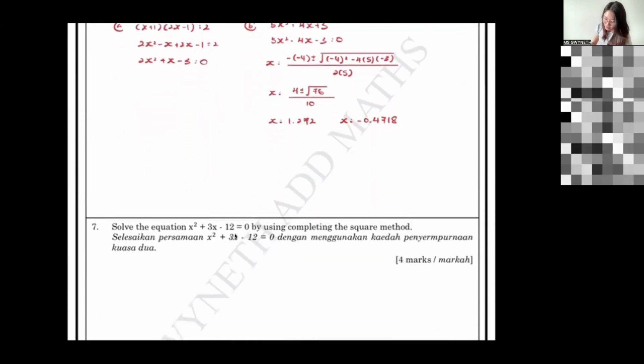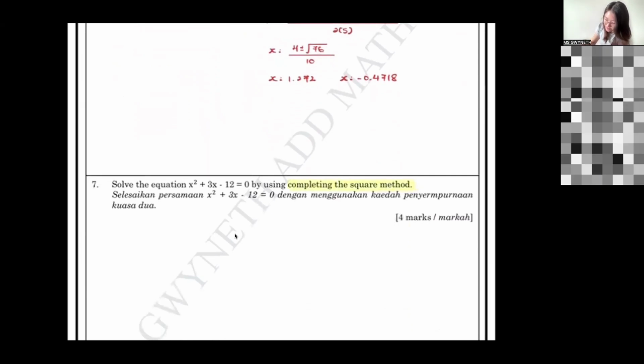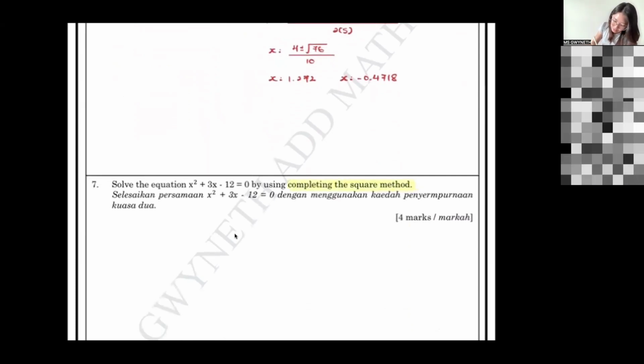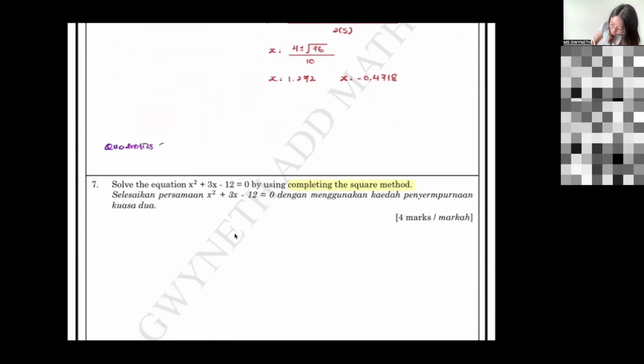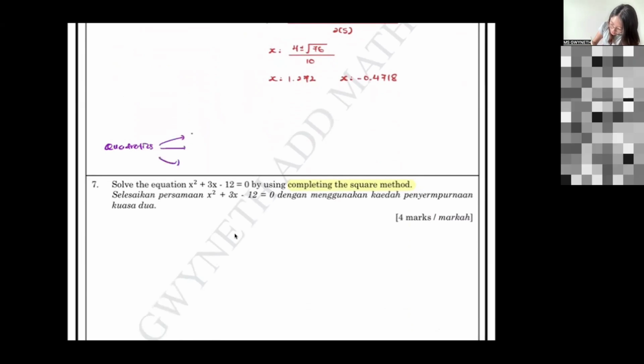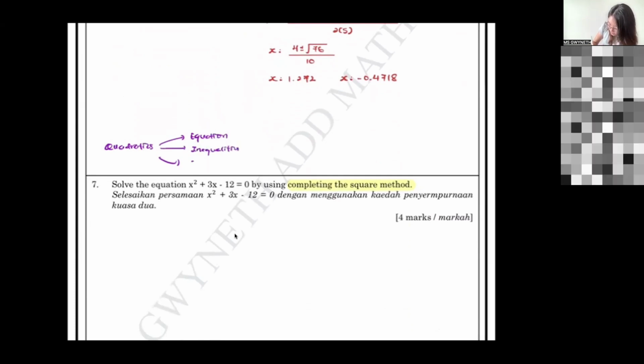Okay. Now, next, completing the square. Now, everybody, I remind you one more time. Quadratics, we have 3 types. 1, 2, 3. First one, equation. Second one, inequalities. And third one is functions.